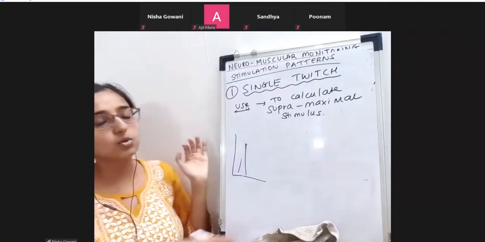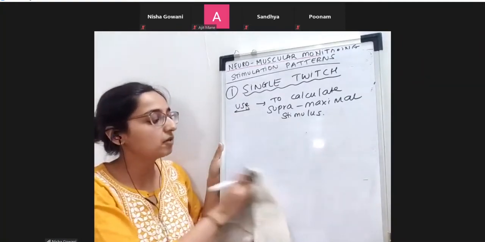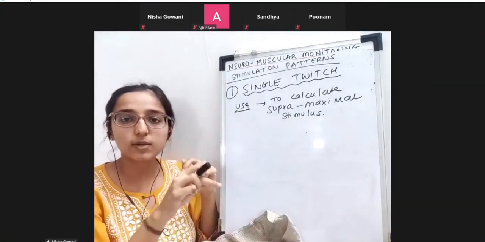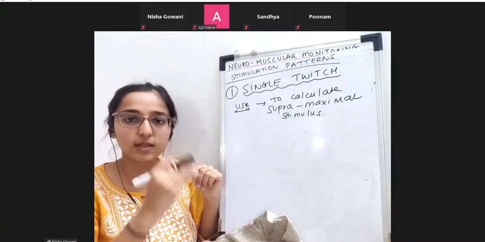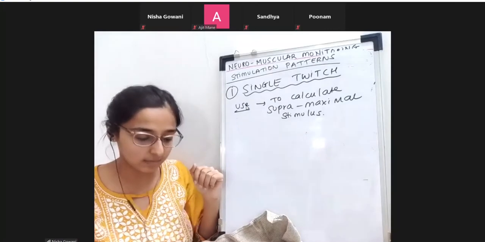So that is the use of using this single twitch kind of delivery. You will select a single twitch button, and then you will find out what is the supramaximal current. So stepwise you will keep increasing till you get that supramaximal value.